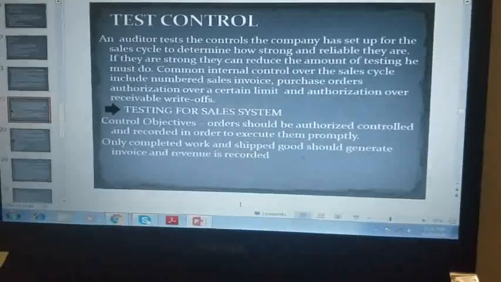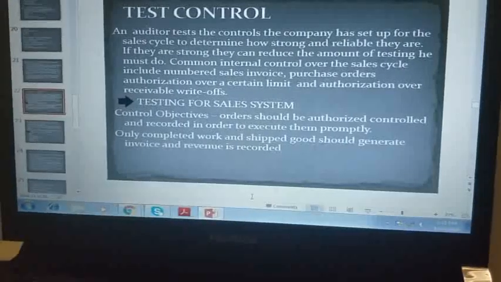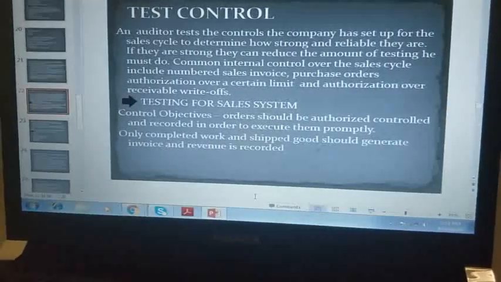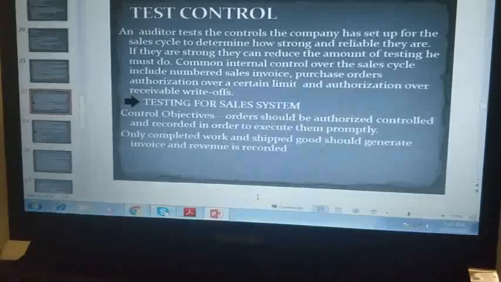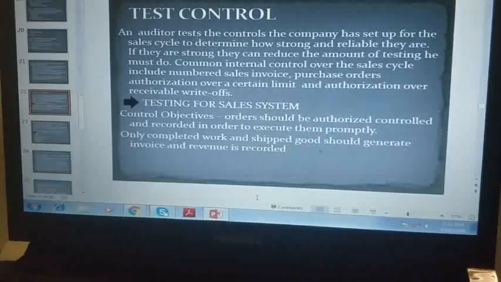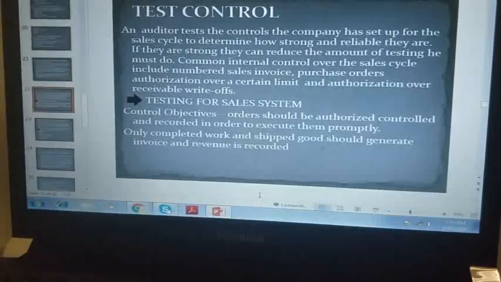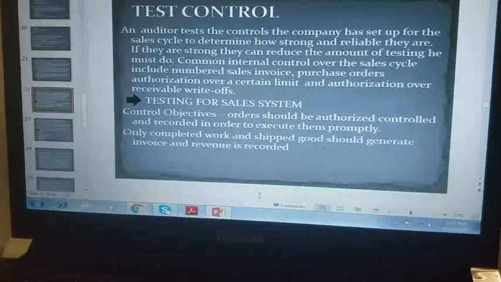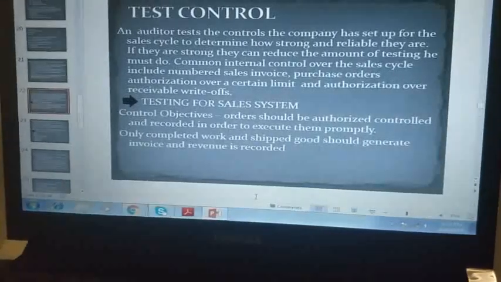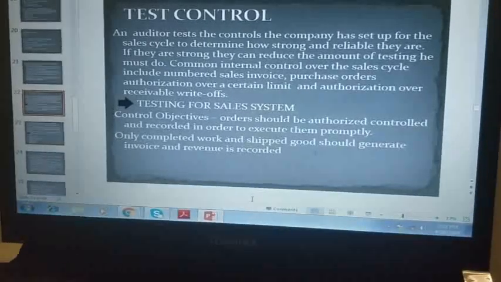Next, the auditor selects a random sample of the transactions and examines all of this. He also takes into consideration the related purchase order, the similar invoices, and the customer statements. If the control being tested is numbered sales invoices, for example, the auditor ensures that all numbers in a sequence are accounted for and that none are missing.